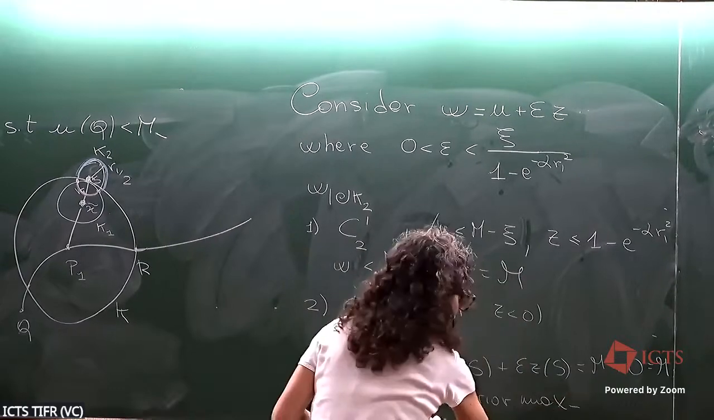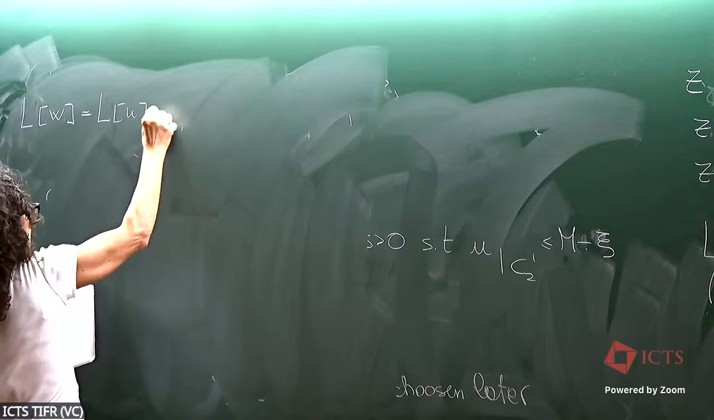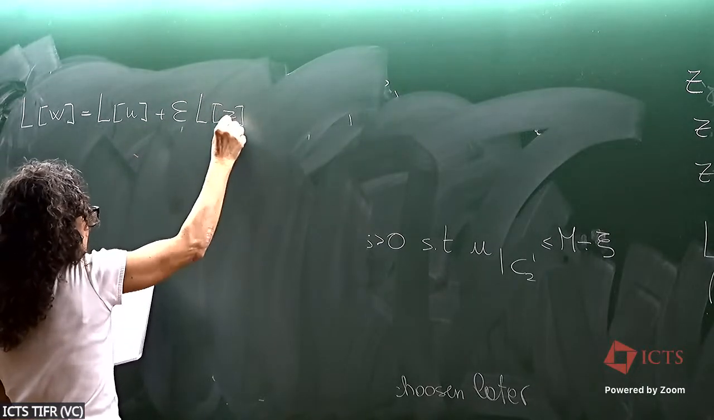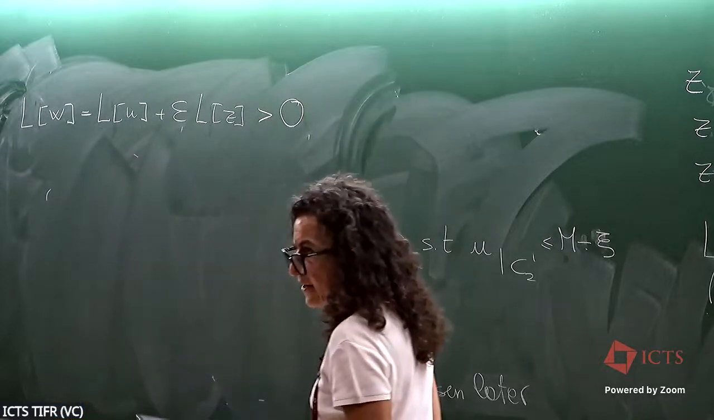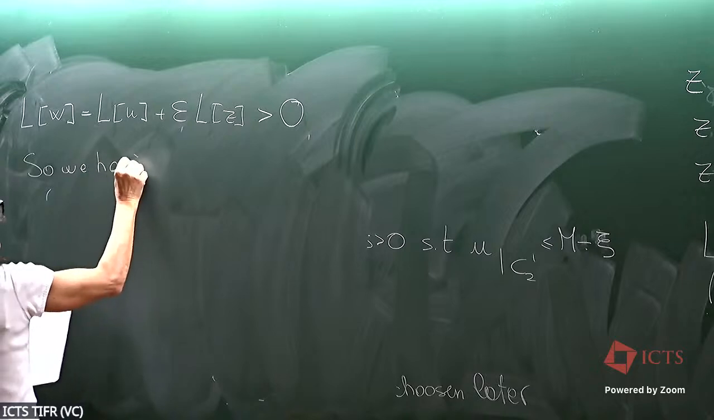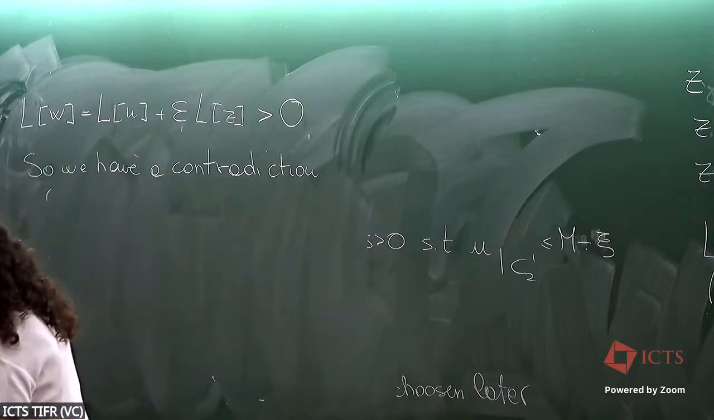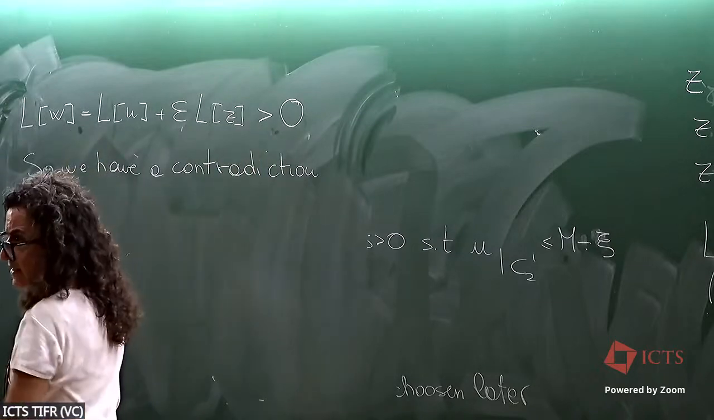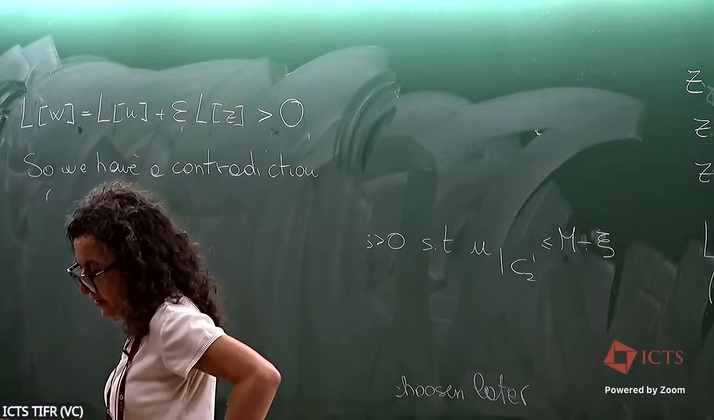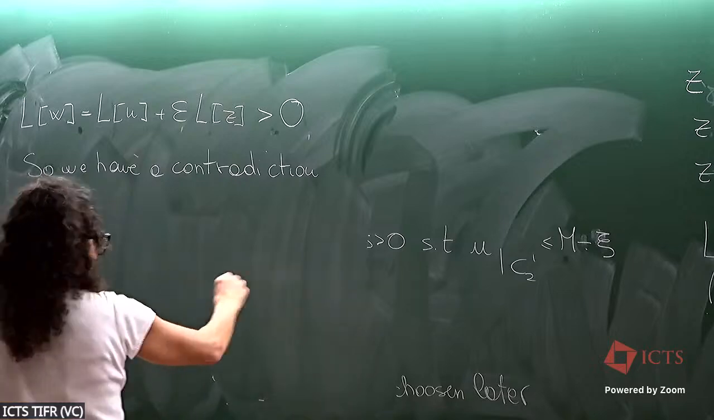And now we are going to finish by looking at what happens for L of W. L of W is L of U plus epsilon L of Z. But this is clearly larger than 0 because L of Z is larger than 0. So we have a contradiction. Why? Because we found a function W, equal to U plus something, such that L of W is positive, but it has an interior maximum in K2. So contradiction. Good, so this is proved.